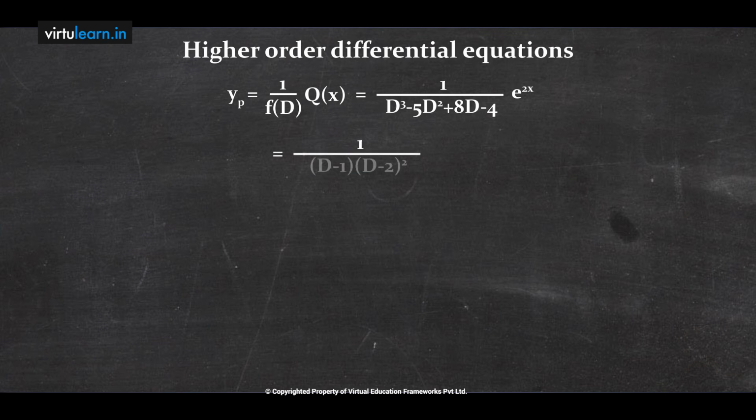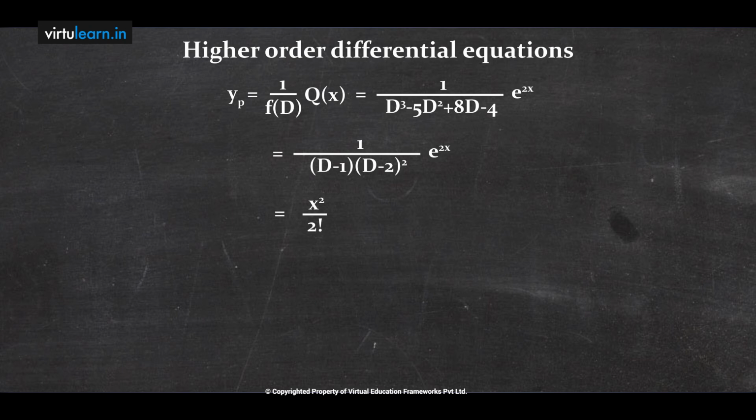1 by (D minus 1) into (D minus 2) whole square into e power 2x. Observe here, in the denominator there are two factors, one is D minus 1 and the other is D minus 2 whole square. In D minus 2 whole square, if you substitute the coefficient of x, which is 2, it becomes 0. Like that, you have to identify which factor is 0. Here the second factor is 0, and its power is 2. That's why the answer is x square by 2 factorial.